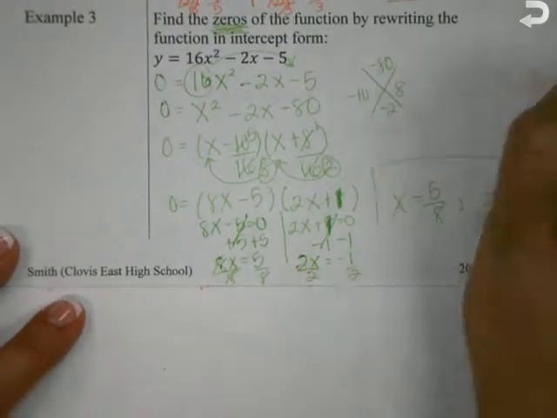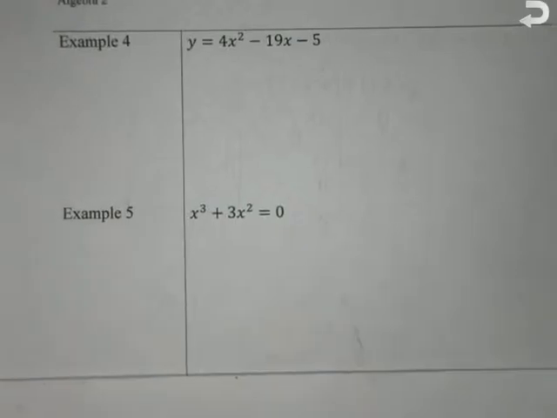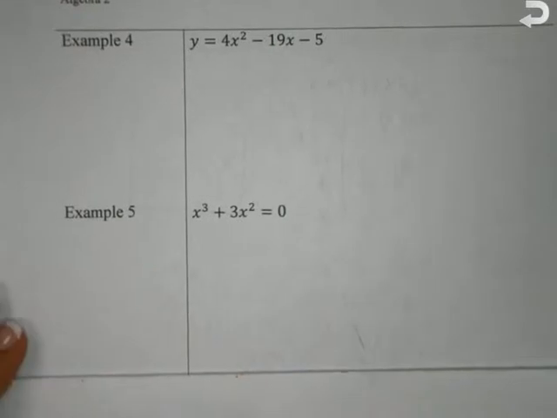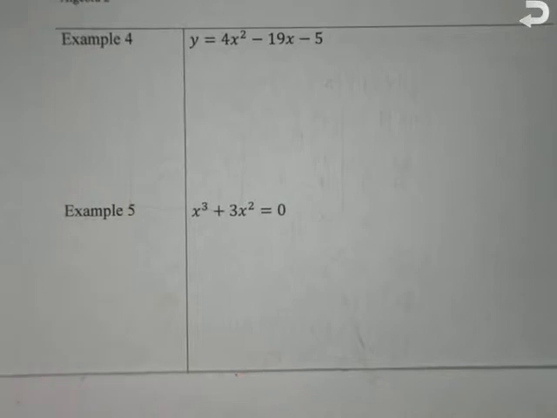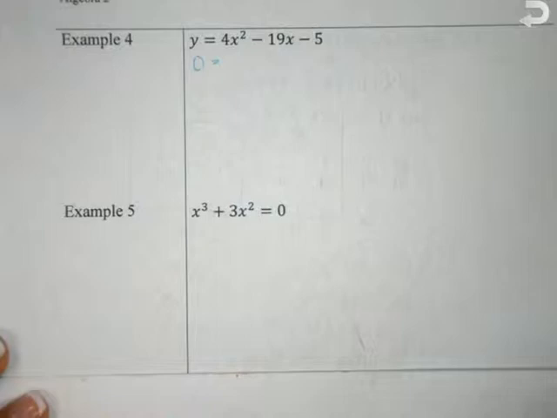Excellent. So, example number 4. Which method of factoring did you use, Josiah? Yeah, you're going to use factoring. Which method did you use? Bottoms up. Okay. So, bottoms up on example 4. What's the first step of bottoms up?